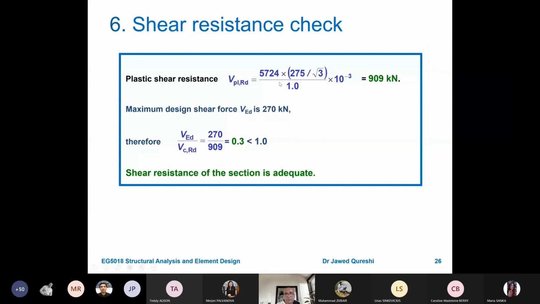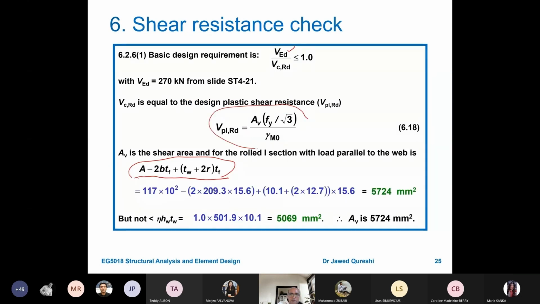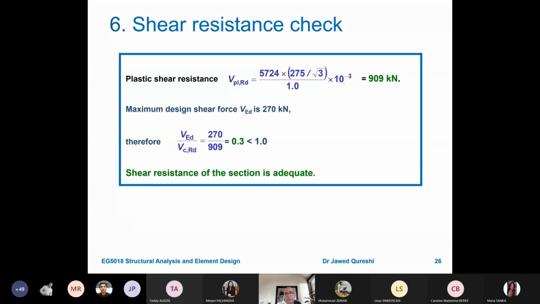Once we have got A_v, we will put it back in this equation. Because it will result in newtons, to convert it into kilonewtons, we have multiplied it with 10 raised to minus 3. The reason is that A_v is in millimeter square, and material strength is Newton per millimeter square. This and this will get cancelled. You will be left with newtons. So to convert newtons into the bigger unit, kilonewtons, you have to divide it by 1000. Demand versus capacity is 0.3.